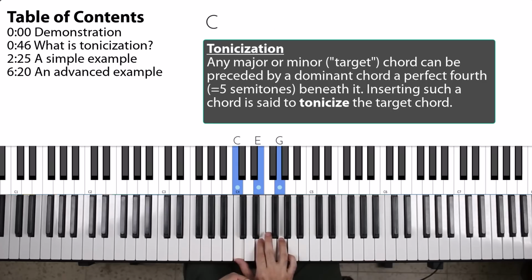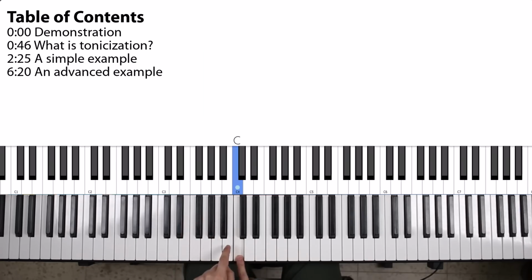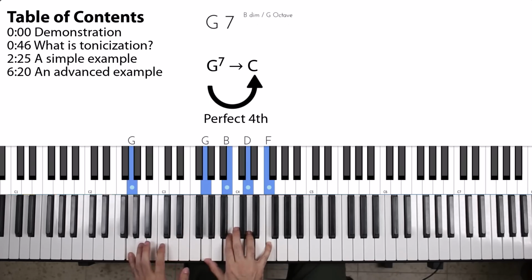Let's say that you have a C major chord. The note that is a perfect fourth below it, that is 5 semitones below it, is G. And the way you see this is you start with C and you count 5 semitones down, 1, 2, 3, 4, 5, and you get to a G. And this means that wherever you see a C major, you can precede it with a G dominant seventh chord.